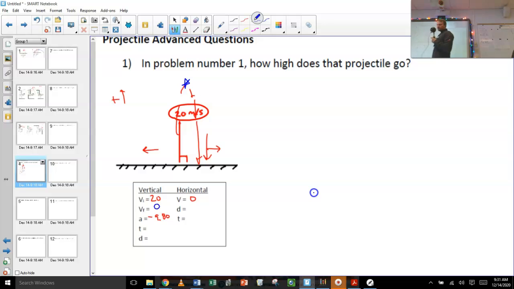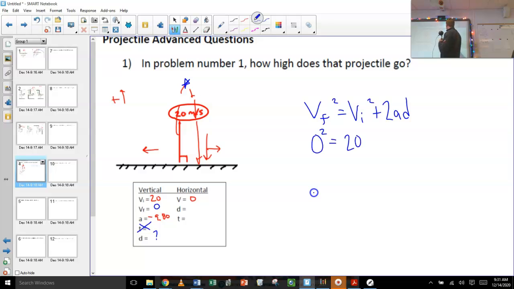The velocity is 0 at that point, vertically. And I want to know how high it goes. I don't care about time, so I'm going to use the equation that doesn't use time. Vf squared equals Vi squared plus 2ad. Final velocity, 0 squared. Initial velocity, 20 squared, plus 2 times negative 9.8 times my displacement d.